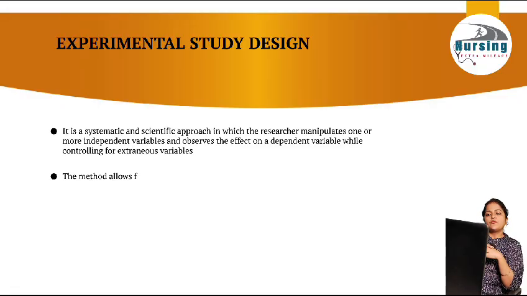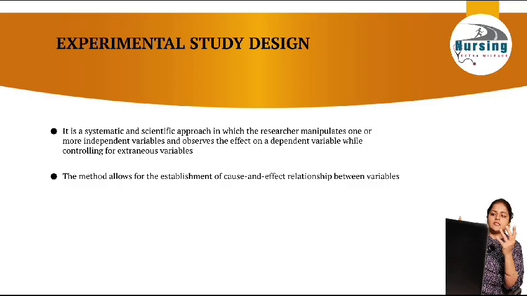The method allows for the establishment of cause and effect relationship between variables. So it's clear that between variables there is a cause and effect relationship. If one variable is changing, that will have direct influence over the other variable. So that is a method which is under experimental study design.